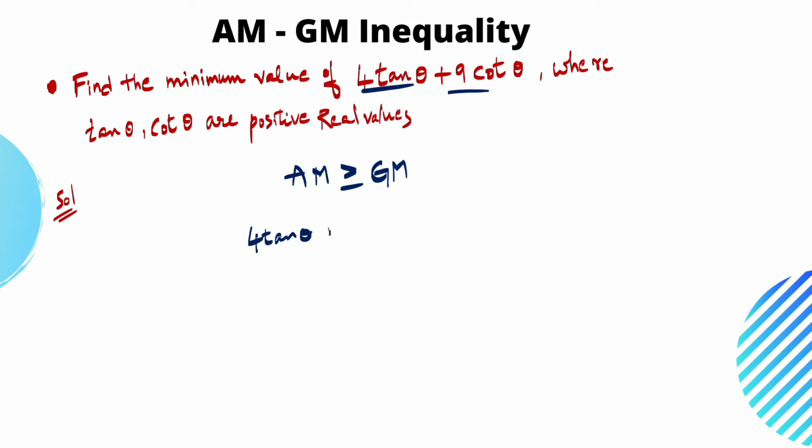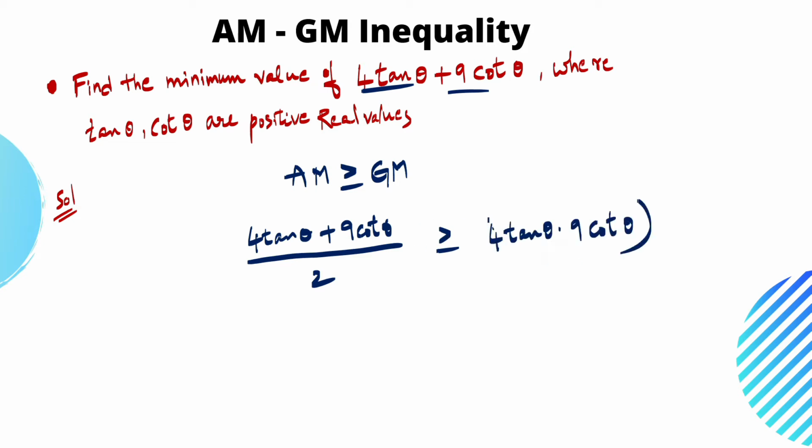So (4 tan theta plus 9 cot theta) by 2 will be greater than or equal to the geometric mean. What is the geometric mean? (4 tan theta into 9 cot theta) whole power 1 by 2, since we have two values here. Tan theta and cot theta get cancelled, as cot theta is 1 by tan theta. So (4 tan theta plus 9 cot theta) by 2 will be greater than or equal to (4 into 9) power 1 by 2.